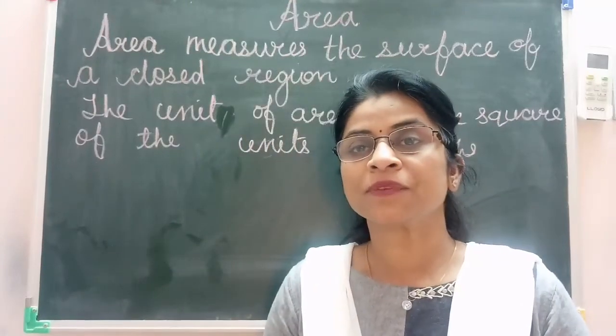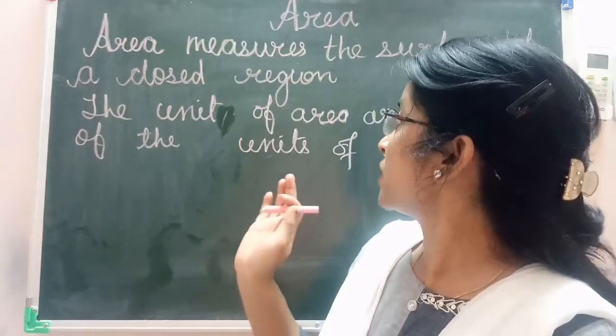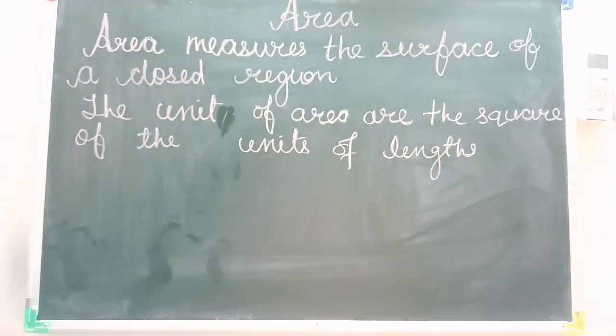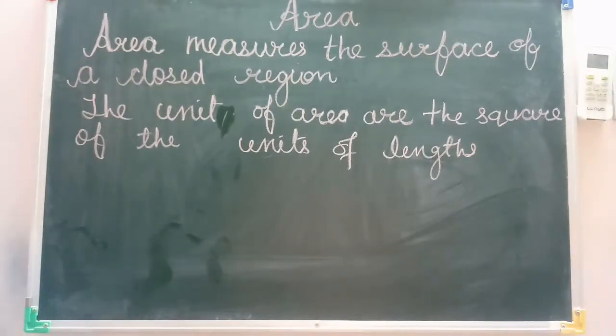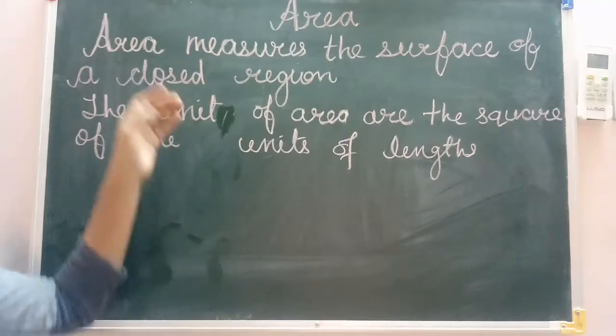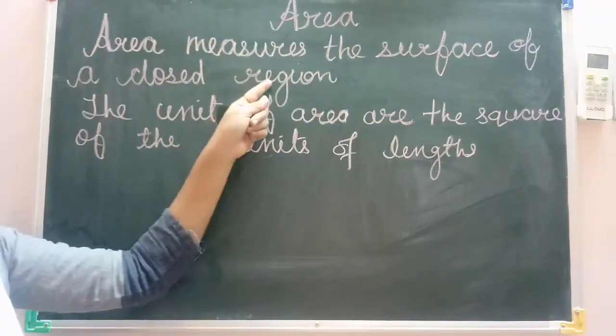Good morning students. Today we are going to learn how to find the area of a square and a rectangle. First of all, what does the word area mean? Area measures the surface of a closed region.